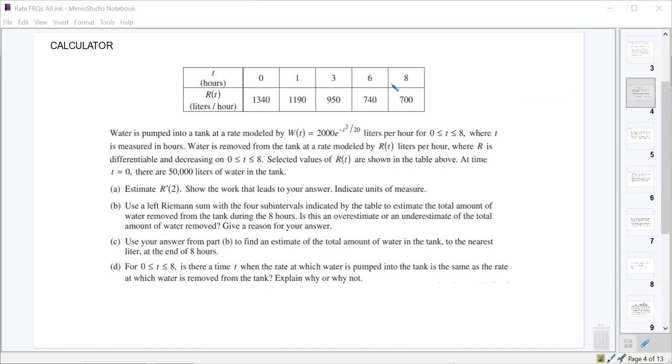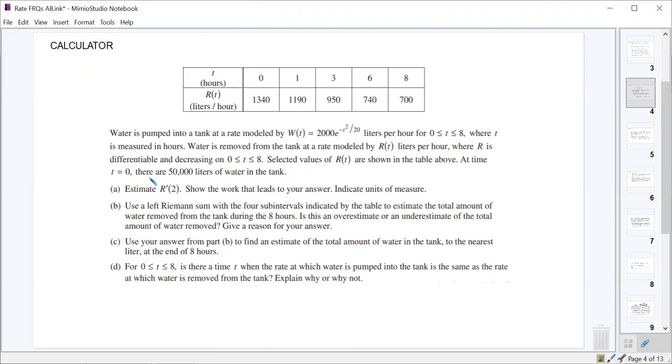We know that R is differentiable, and we know that R is decreasing. And so we know that the rate at which water is being pumped out of the tank is decreasing as we go forward in time. And we know that at the beginning there's 50,000 liters. That's an important thing to note, the initial condition. It's 50,000 liters of water in the tank to start with.